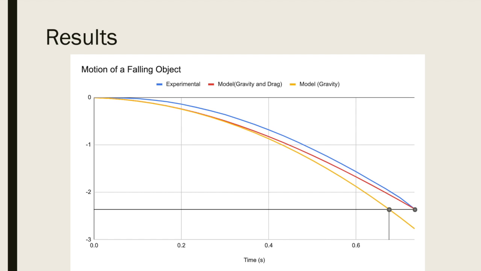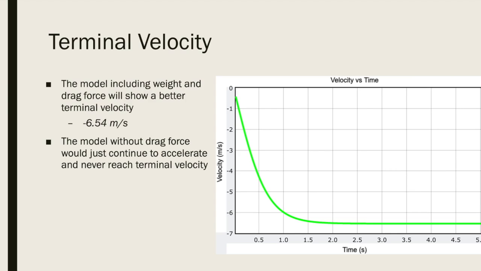The small discrepancies between the experimental and computational model with drag could be due to outside forces from the surroundings acting on the ball. The question arises if either model will predict a terminal velocity. In this case, the model including drag force does.